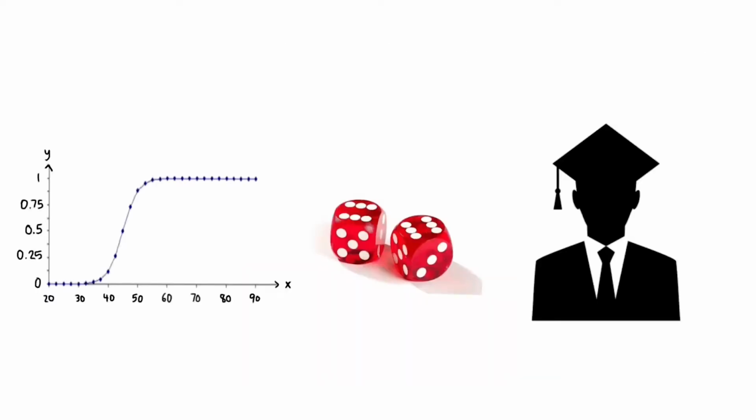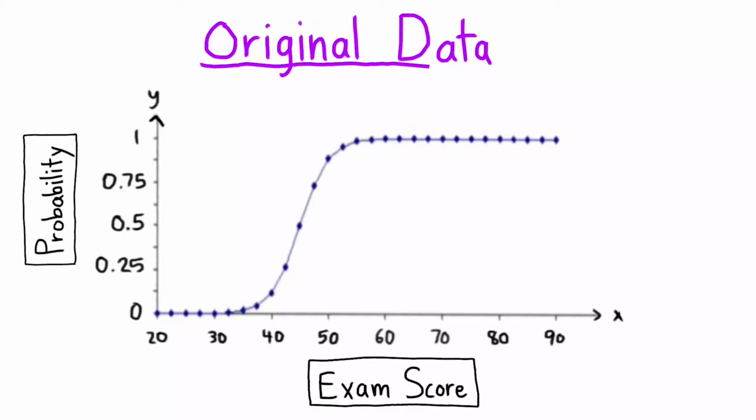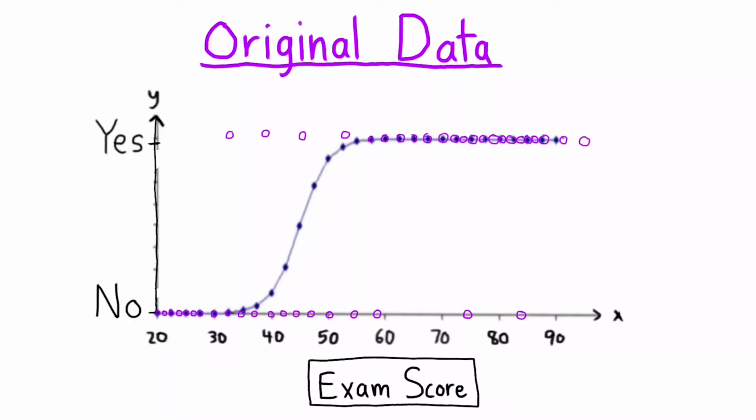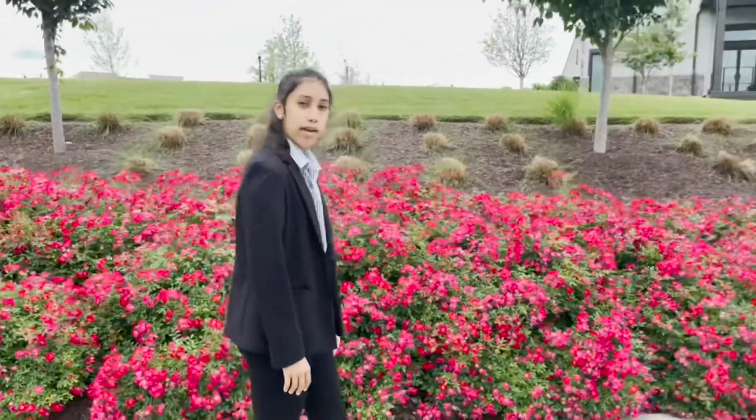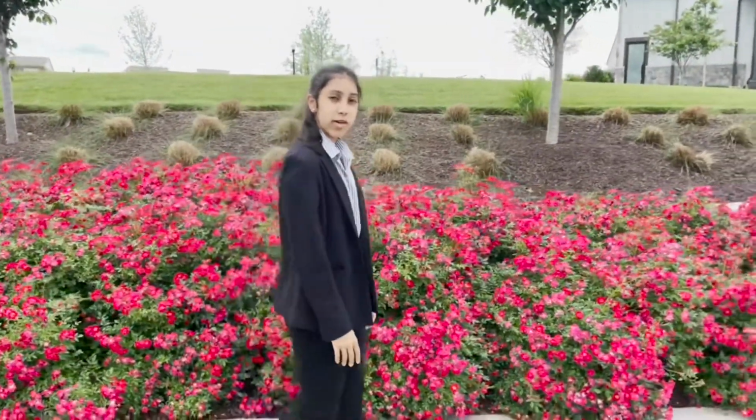For example, we could use a logistic curve model to predict the probability of a student being offered a place on a postgraduate course based on their entrance exam score. The original data points which we used to create our model represent either yes or no, meaning they are binary values. But what about situations where the dependent variable is not binary? Can we still use logistic curves then?